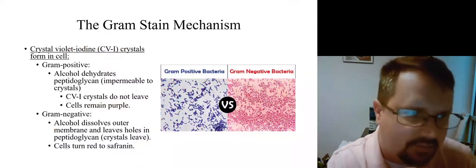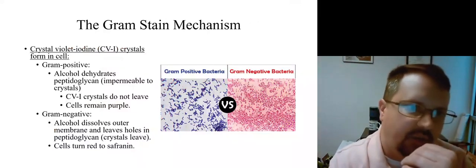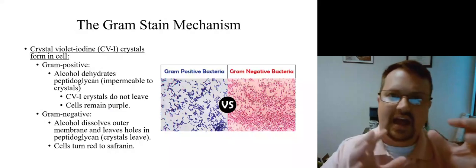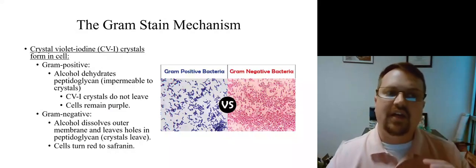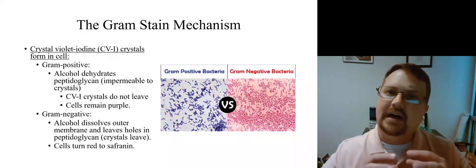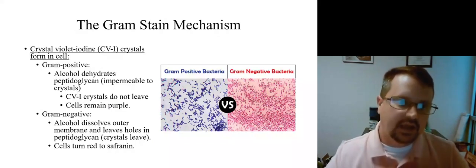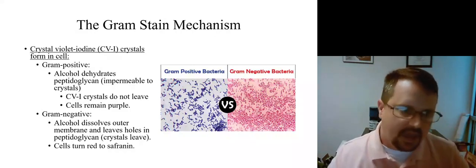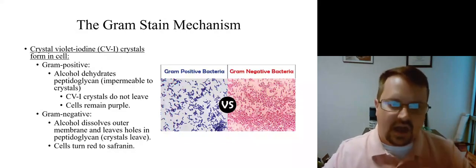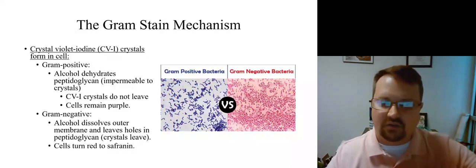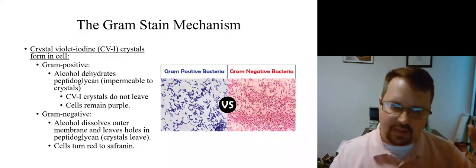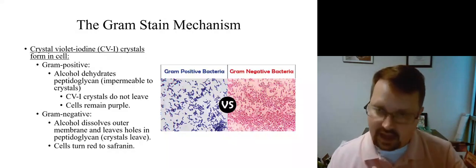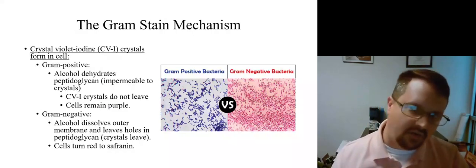Now, remember the Gram stain deals with crystal violet and Gram's iodine forming crystals in the cell wall. In gram positives, the alcohol dehydrates the peptidoglycan, which is impermeable to it, so the crystal violet crystals don't leave and the cells remain purple. In gram negatives, the alcohol dissolves the outer membrane and leaves holes. The crystals leave the peptidoglycan, and now the cell turns red or pink from the safranin.